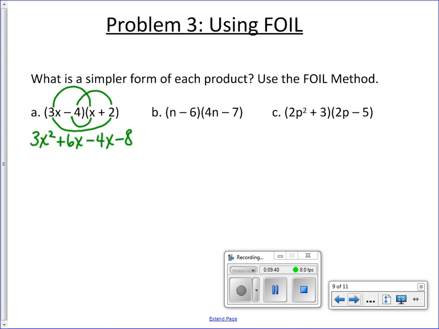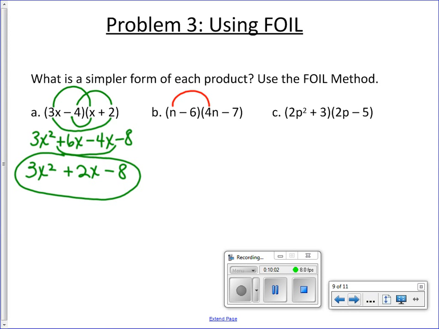All right, let's combine like terms. That would be combining our plus 6x and minus 4x, which gives us a positive 2x. Bring down the minus 8, and here is our answer. 3x squared plus 2x minus 8. Working the next one.